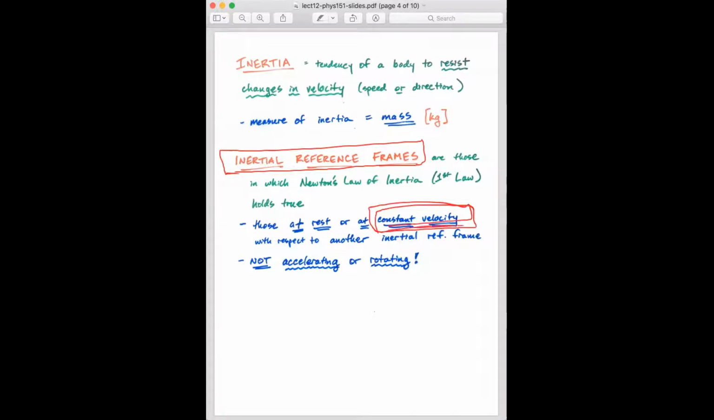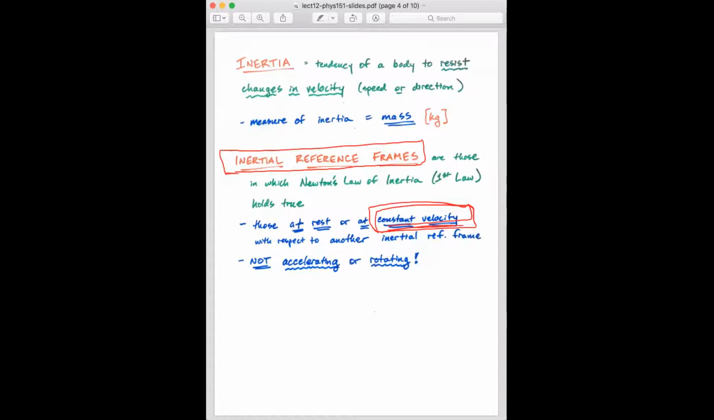So in other words, if the airplane is cruising along at a constant speed of 600 miles an hour in a straight line and it's not banking or turning or anything, right? So the velocity is constant, both speed and direction are constant. Then it turns out that Newton's first law will hold.